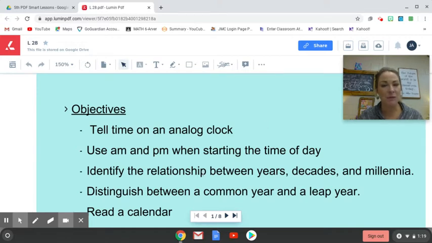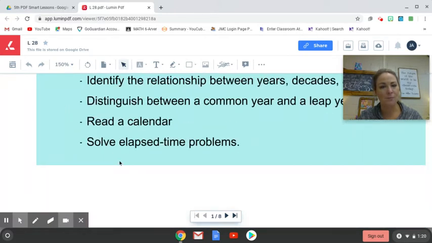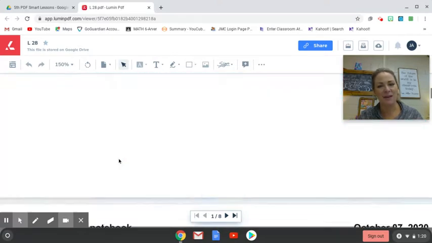Identifying the relationship between years, decades, and millennia. Distinguish between a common year and a leap year. And then reading a calendar. Oh, and solving elapsed time problems. These tend to be the most difficult. They're kind of hard to wrap your head around sometimes. So we'll do a little practice with that as well.